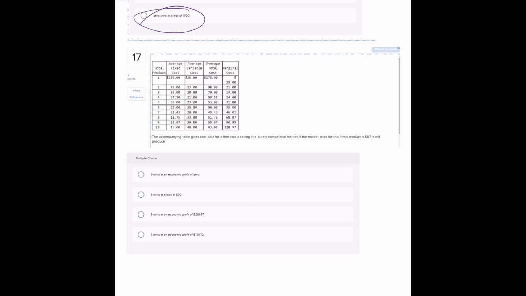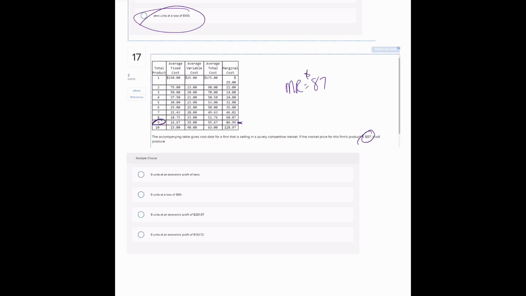It gives us a set of information here. We have our product, our fixed costs, our average variable cost, average total cost, and our marginal cost. It gives us data for a firm that is selling in a purely competitive market. If the market price for this firm's product is $87, so marginal revenue is $87, how many will the firm produce? So we're looking for that profit maximizing or loss minimizing output level. We're going to look for MR equal to MC, and what we can see is right here, marginal revenue exceeds our marginal cost. So that's going to be our balancing point, essentially. So that'd be 9 units.